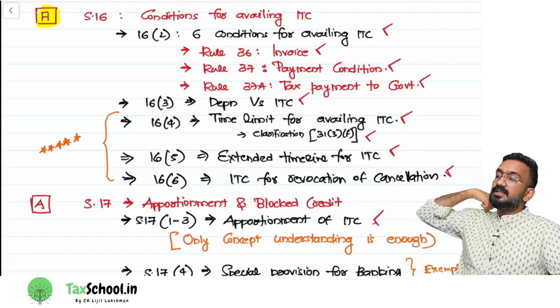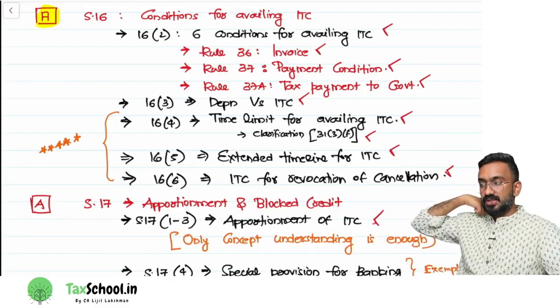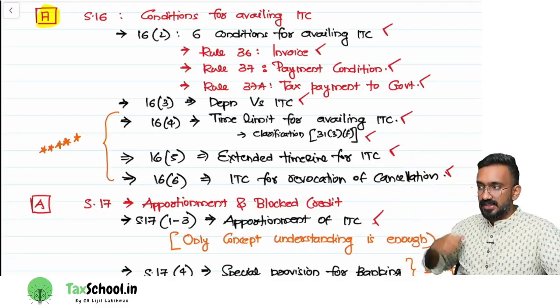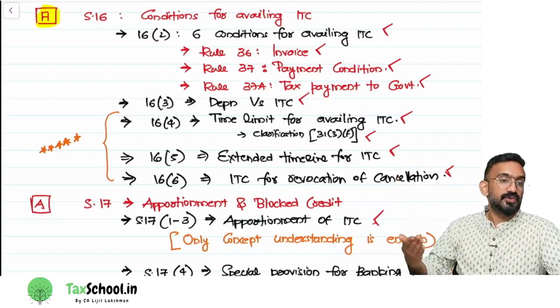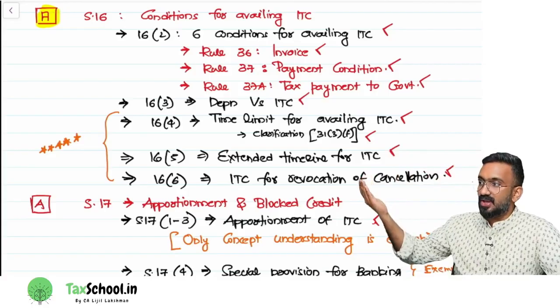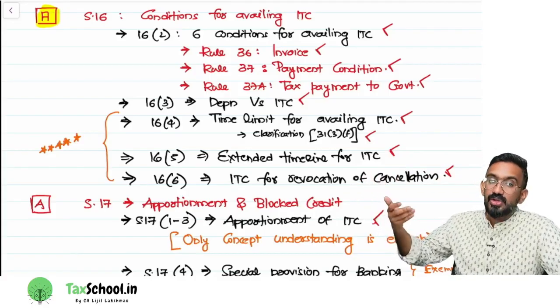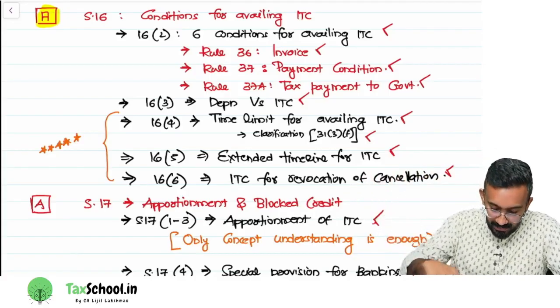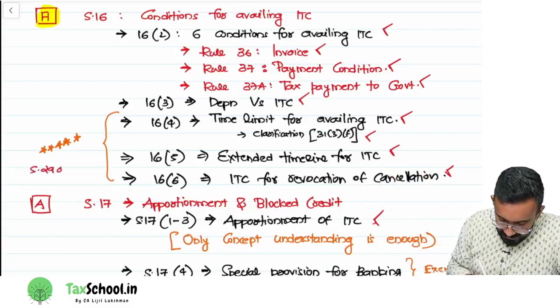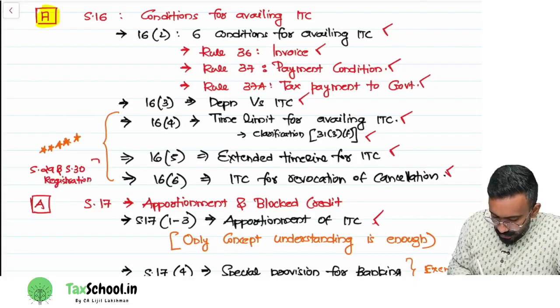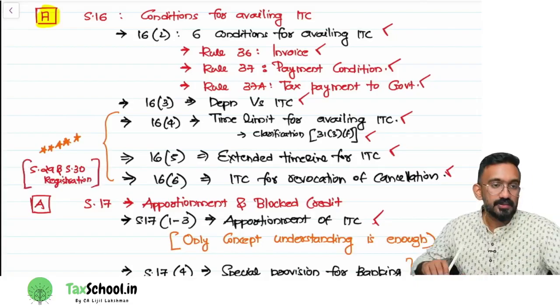Then 16.5 and 16.6 talk about the extended timeline for ITC and what happens to your ITC timeline if there is a revocation of cancellation. Since this is going to come in 16.6, you also have to correspondingly learn section 29 and section 30 in the registration chapter, considering this is touching upon the registration chapter. Because there is an amendment, you should also be careful about these 2 sections as well.